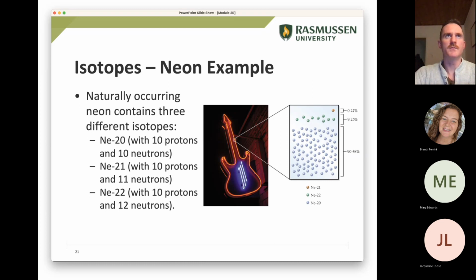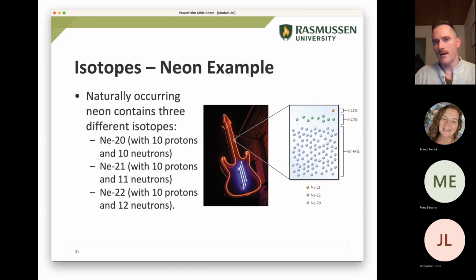And that just kind of comes from the beginning of the universe when everything was cooling down and all the elements were being irradiated with all of the radiation that was coming from our sun, and so on. We just ended up with some neon that has 10 neutrons, some that has 11, and some that has 12.